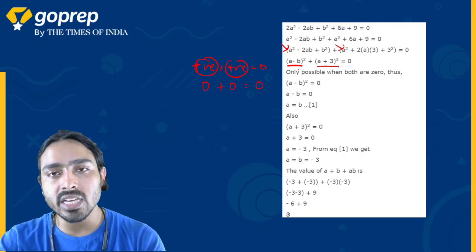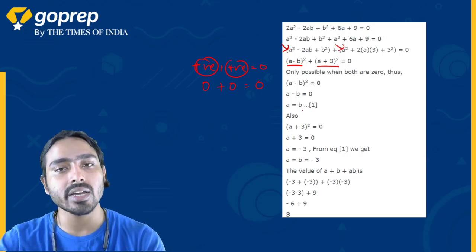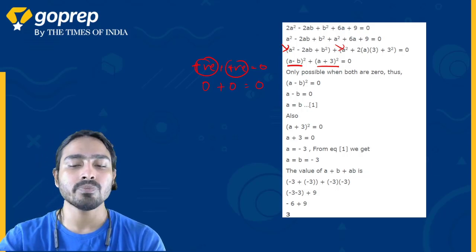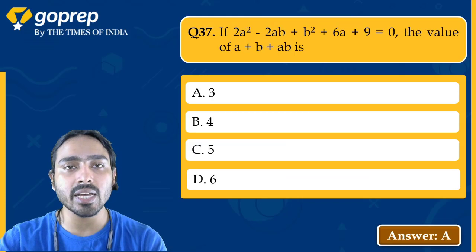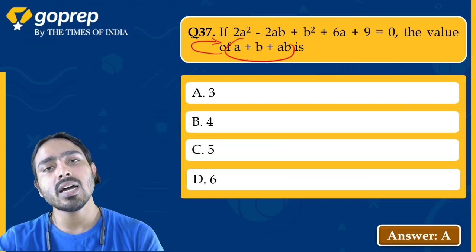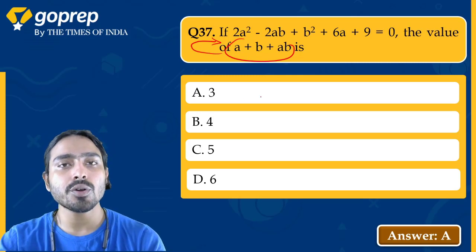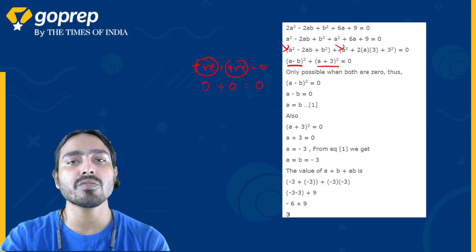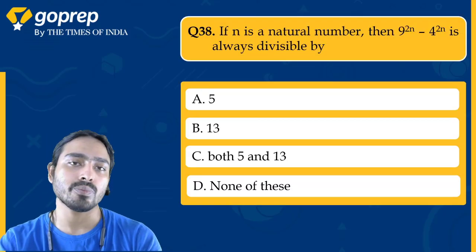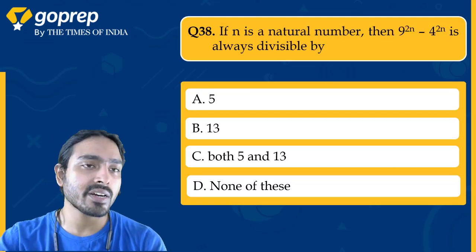So when we equate each of them to 0, we'll get the values of a and b, and finally we can solve a plus b plus ab, right? Any effort of finding a plus b plus ab directly will prove difficult to solve, right? So what you have to do is, first of all, convert this into two equations using an identity, and then solve it by equating every part to 0 individually. Now this is a very tricky question.